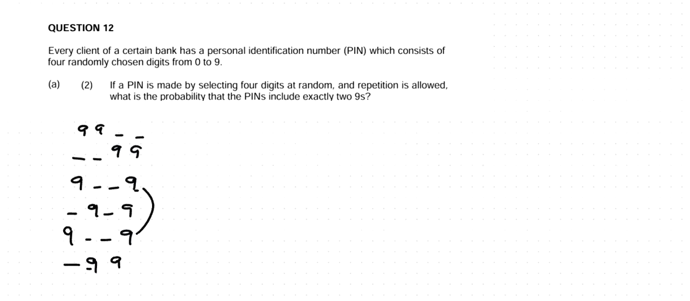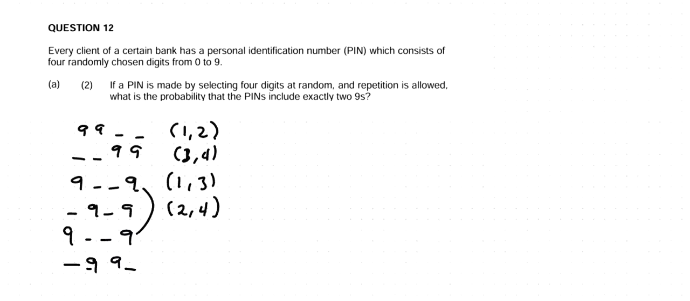So one way we can think about it is that the 2 nines have to have a unique position. For the first one, we can see that they're holding at 1 and 2. Then these ones are holding at 3 and 4. These ones are at 1 and 3. This is at 2 and 4. This one here is 2 and 3.